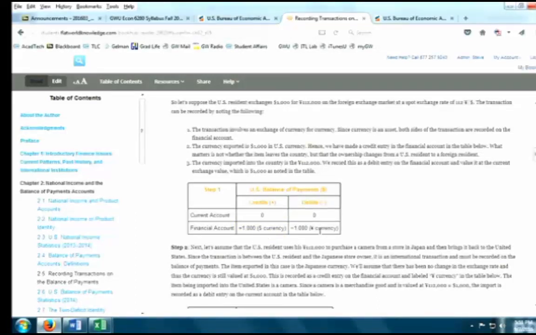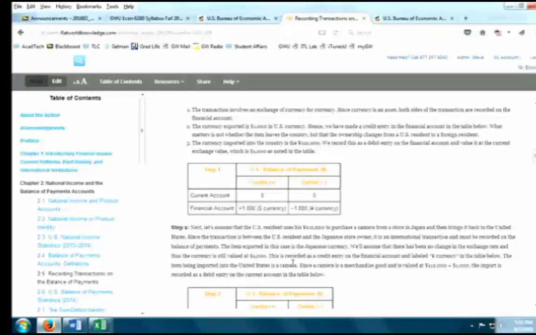Coming into the country, imported, is yen currency. But we're not going to measure it in yen terms. We're not going to say it's 112,000 yen. Instead, we're going to convert that at the current exchange rate to its equivalent in dollars, which is $1,000 worth, eliminating all transaction fees, not accounting for anything like that. So minus 1,000, debit entry, financial account, that's the end of the transaction, and that's the end of step one.